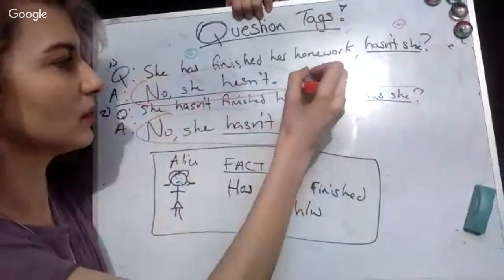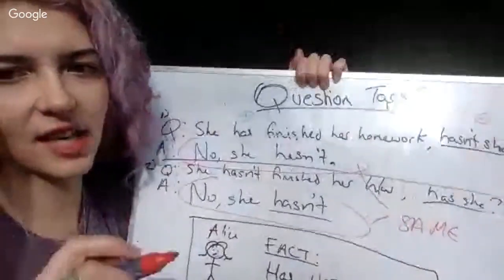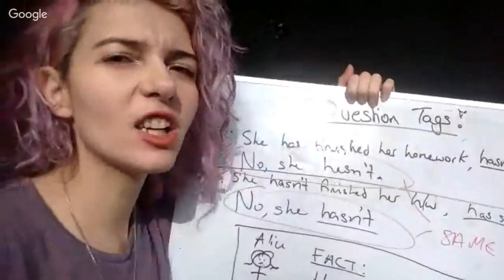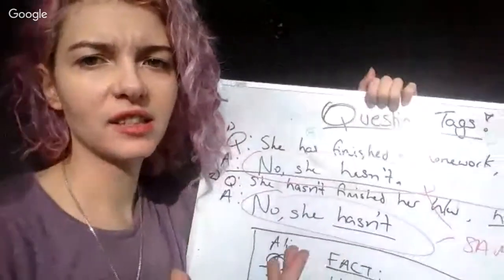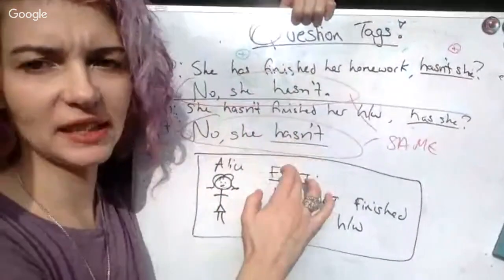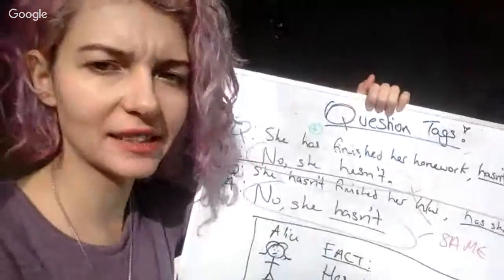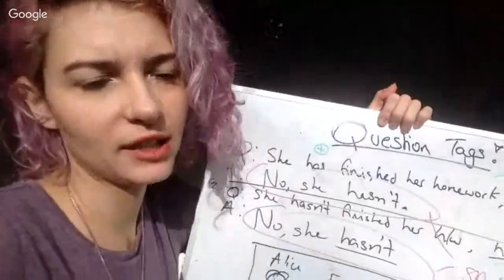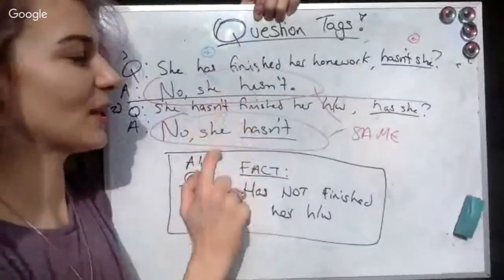The important thing to remember is the answer stays the same. The answer does not change. We can't say yes, she hasn't, and we can't say no, she has. It must agree. So if we say no, the second part needs to be negative. If we say yes, it needs to be positive. We can't say yes, she hasn't. It sounds very confusing in English. Okay, so remember, if you remember one thing from today, remember the answers to question tags stay the same.